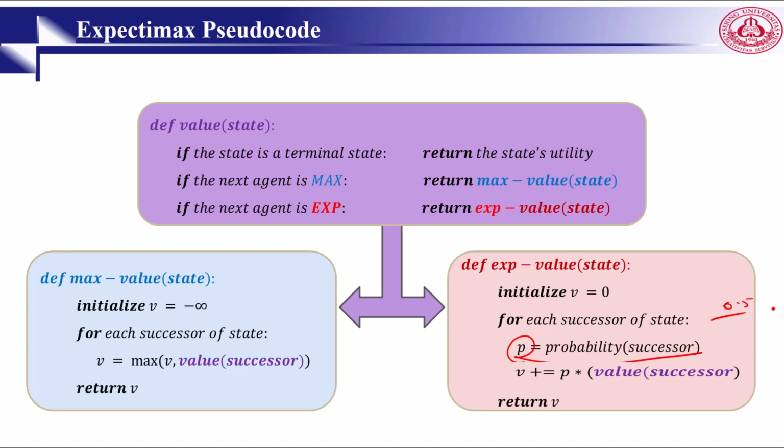Again, we have an indirect recursion algorithm. Two functions call each other. The max value function starts with the worst value of minus infinity, right? And then for each child, we calculate v as the max of v and the value of the successor. On the other hand, we have the Expectimax function.